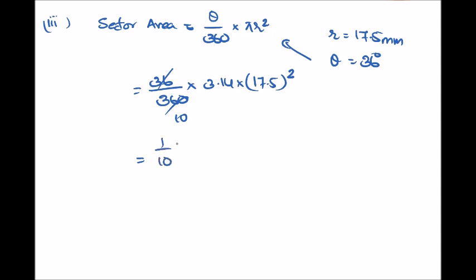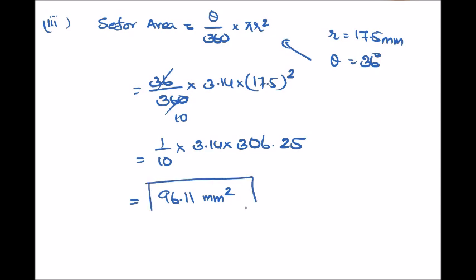That's equal to 1 by 10 into 3.14 into 306.25. Solving this, we will get 96.11 millimeter square. This is the area of the sector.